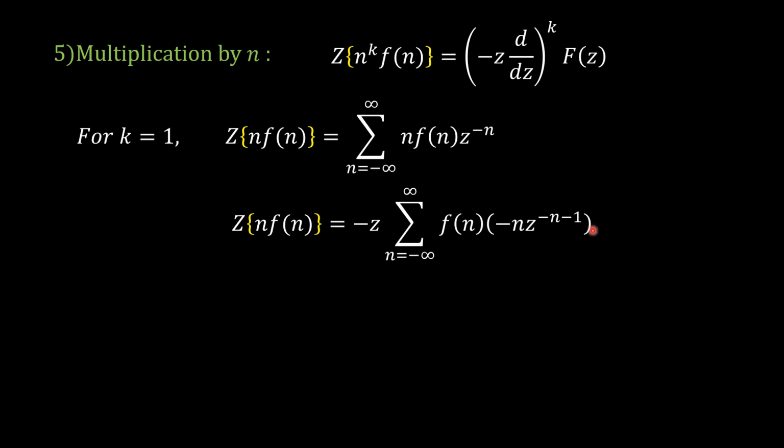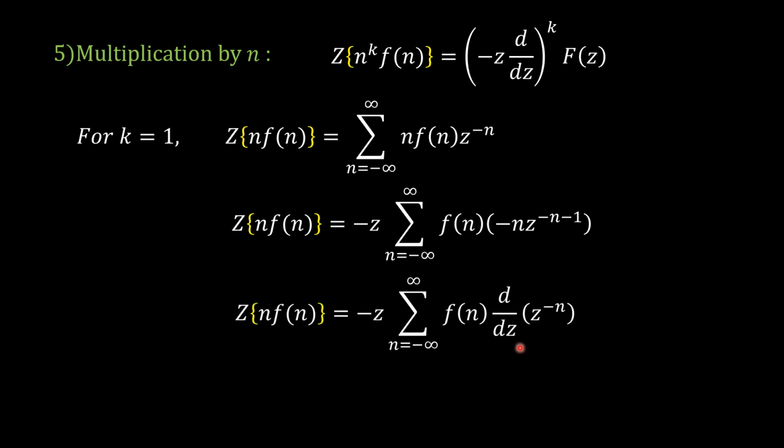Now if we observe the term inside the summation sign, then we can easily replace it by d upon dz of z raised to minus n. See, the derivative of z raised to minus n will be minus n into z raised to minus n minus 1. Now, using the properties, we can take the d upon dz term outside, and we can write this as minus z into d upon dz, and whatever we are left with inside the summation sign, f of n into z raised to minus n, will be replaced by F of z. So see, when k is equal to 1, our result is true.